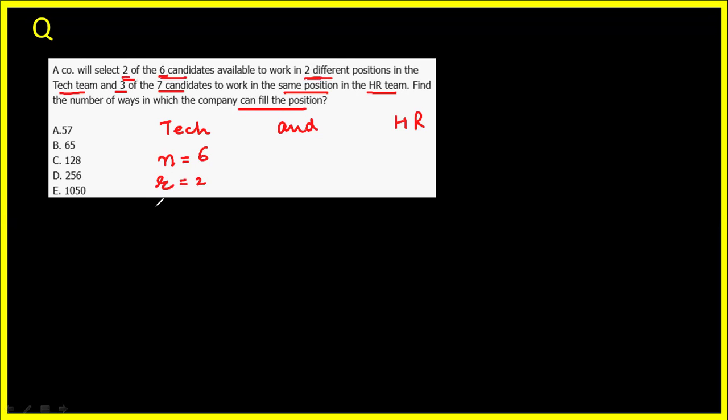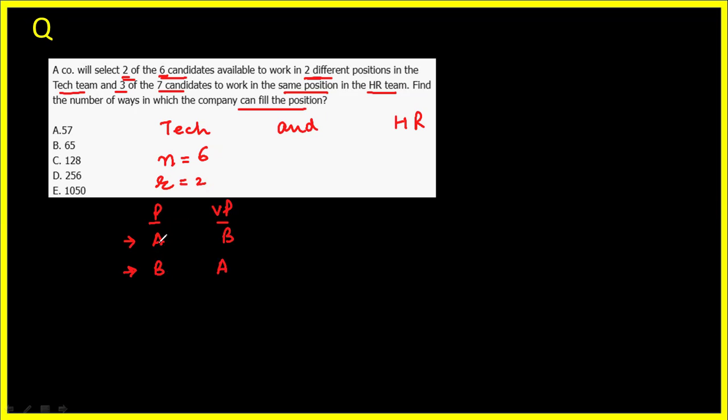For two different positions, let's say position one and position two. Let's take these two positions as president and vice president. To understand, let's say two candidates, A as president and B as vice president. Is it the same as B being the president and A being the vice president? Same two candidates, is AB the same as BA?